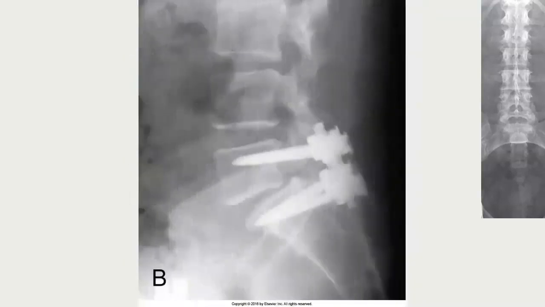Now, this is what they did to stabilize the lamina through the pedicle into the body of the vertebrae at an angle to keep it from sliding forward. There's an actual bar that keeps both of the vertebrae locked together.